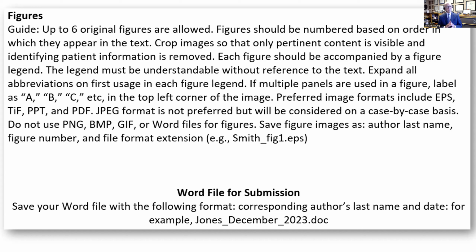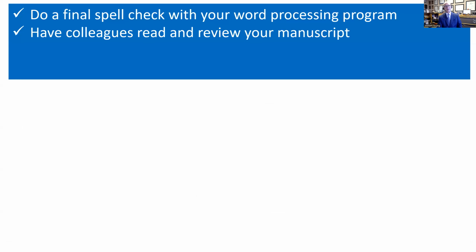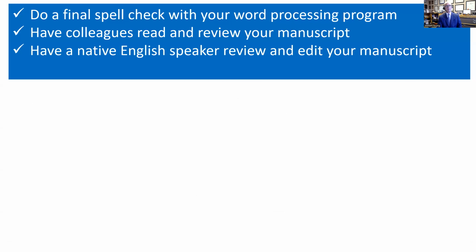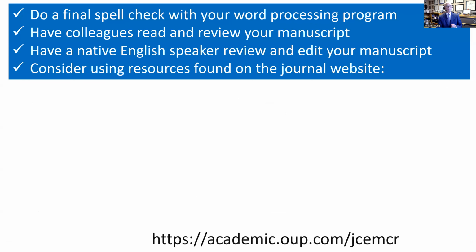Finally, the Word file. Save your Word file using the corresponding author's last name, underscore the month, underscore the year. Do a final spell check with your word processing program. Have colleagues read and review your manuscript to make sure everything is logical and has good flow. Have a native English speaker review and edit your manuscript. Consider using resources found on the journal website.